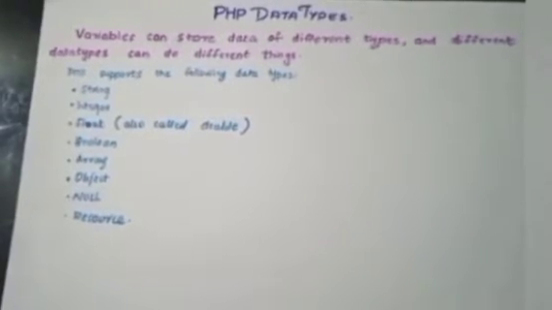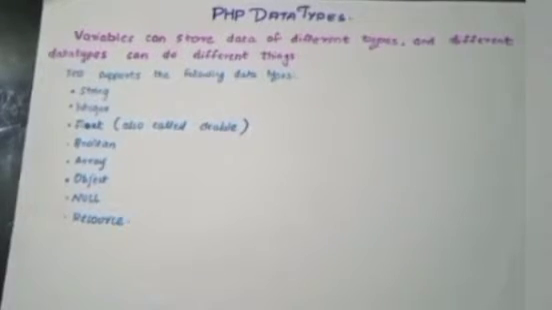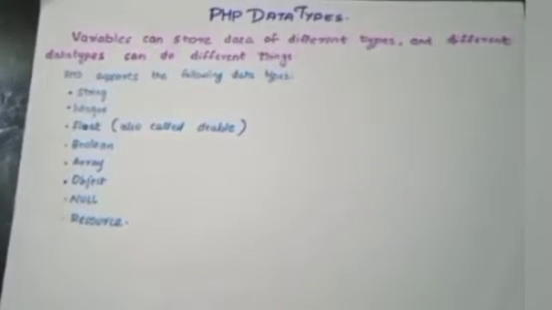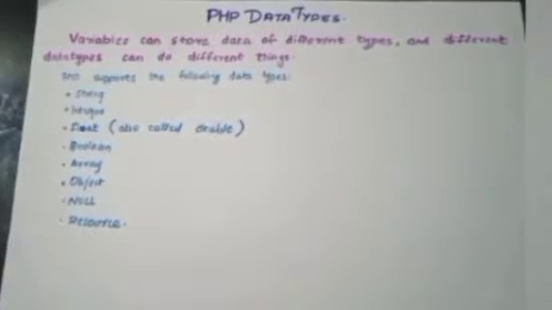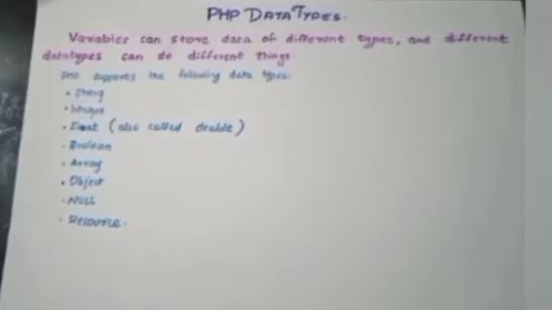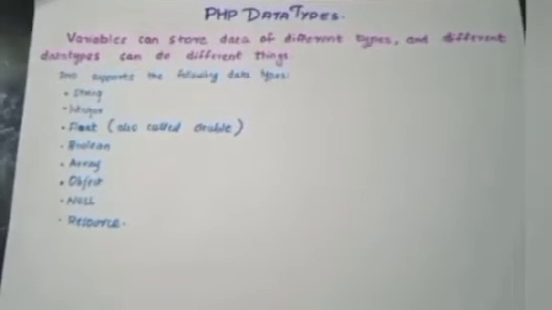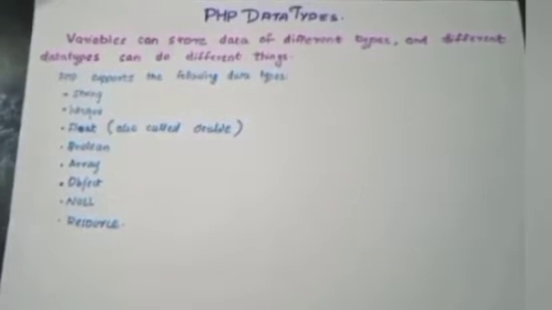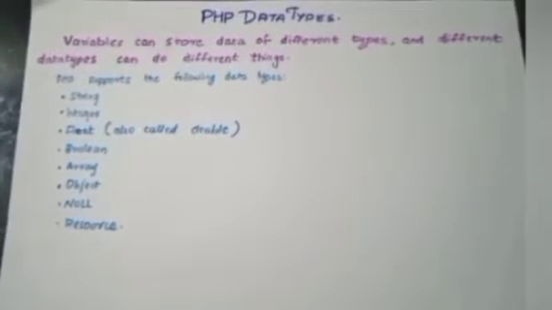So today we are going to learn about the PHP data types. Let's see what all they are. Variables can store data of different types, we know that, and different data types can do different things. PHP supports the following data types. Let's see what they are.